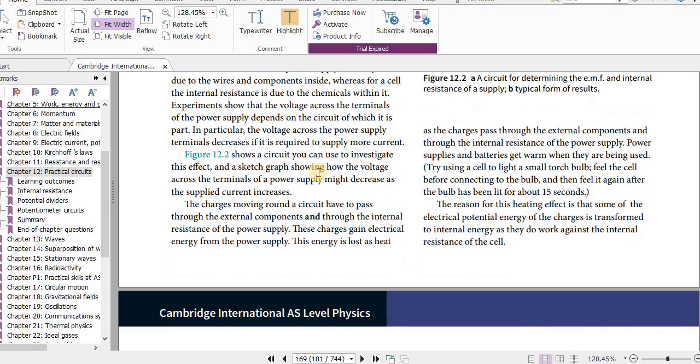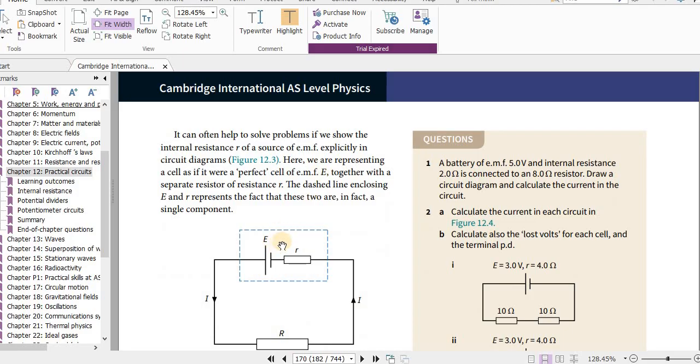Okay, so this page is explained. Now we will look at the next page. Now this is where you have the diagrams and the equations.